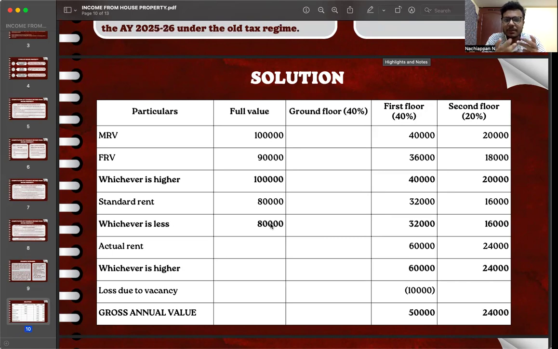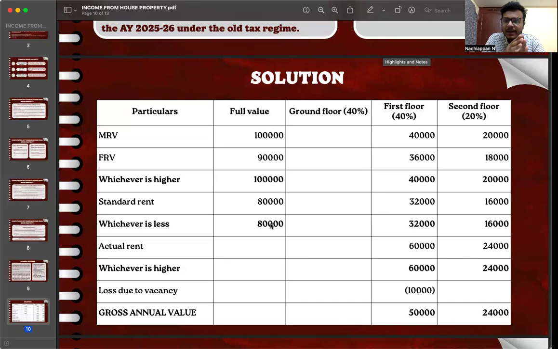So here we have MRV, you have to compare MRV and FRV first. MRV is a total of 1 lakh, and for first floor will be 40,000 and second floor will be 20,000, because we have to apportion it according to the total percentage of value it holds. FRV is a total of 90,000. So for first floor will be 36,000 and then for second floor will be 20,000. And we have to take whatever is higher, right? So we'll be taking the MRV itself. So in total it will be 1 lakh. For the first floor will be 40,000 and for the second floor it will be 20,000.